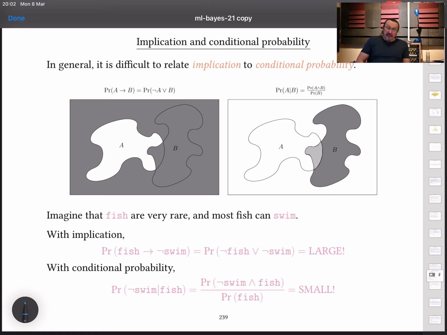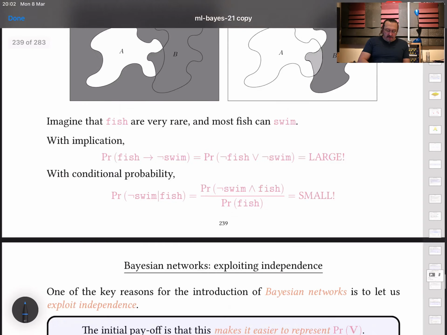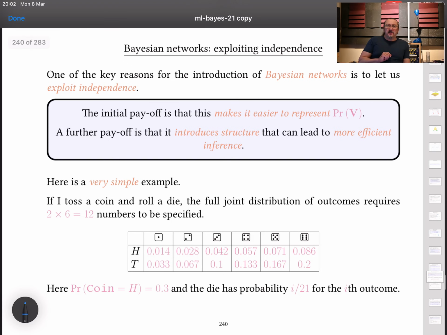And this is disappointing. It would be very, very nice if I could come up with a logic that incorporated probabilities and implication in a sensible way. And there's a lot of interest in trying to do this. But it's tricky, and this is part of the reason that it's tricky. Anyway, let us get back to the main point.